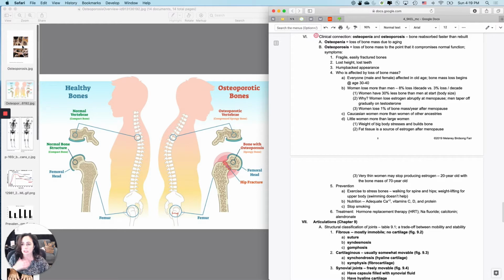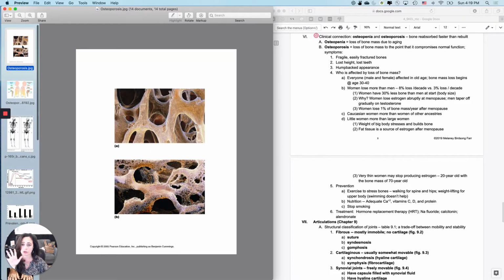So let's look at what happens with osteopenia, which everyone is going to get. It's the bone mass loss that occurs with aging, and then osteoporosis. So let me show you what regular spongy bone looks like and then what osteoporotic spongy bone looks like. So this is a close-up of regular spongy bone, healthy spongy bone. This is osteoporotic spongy bone, as in porous, as in osteoporosis.